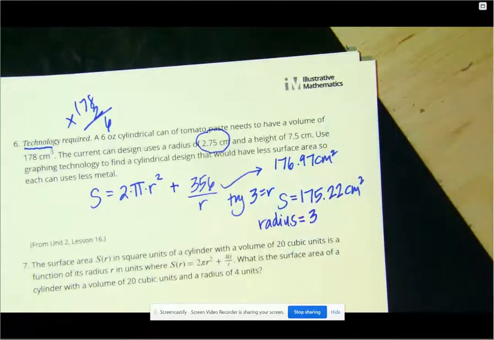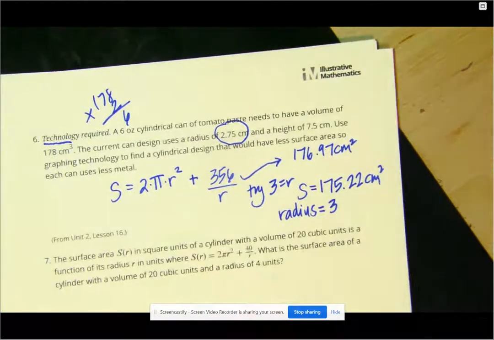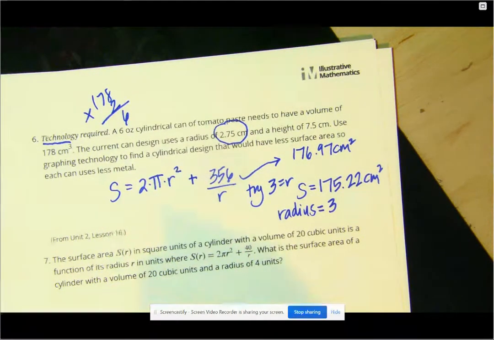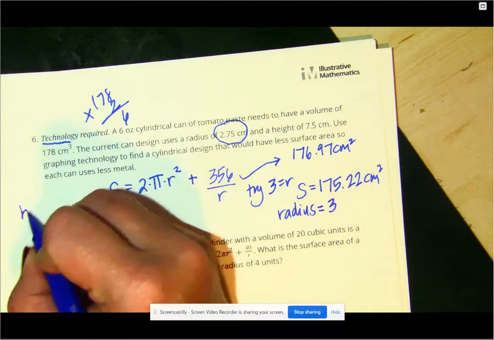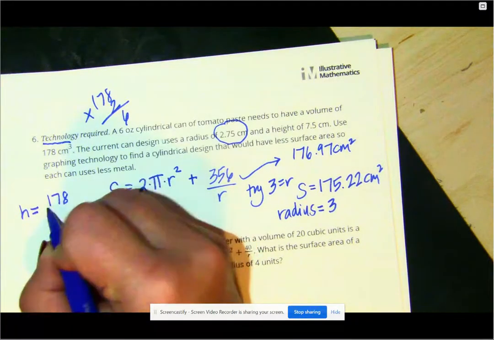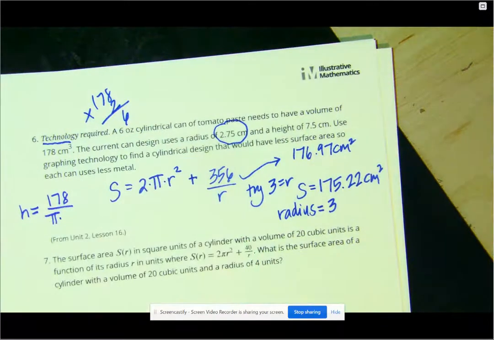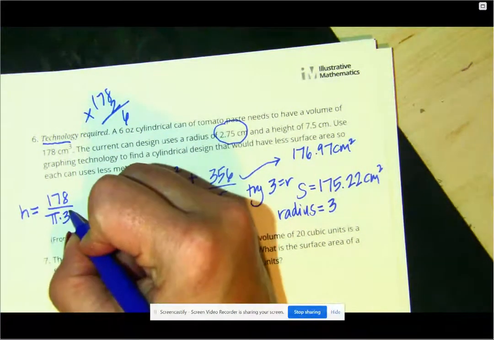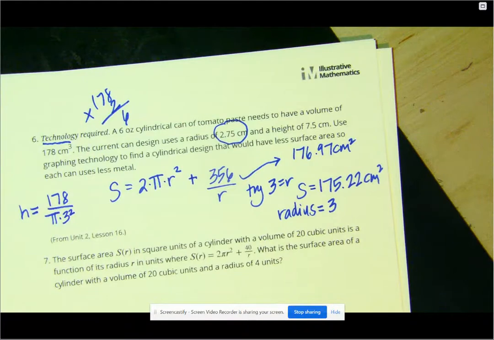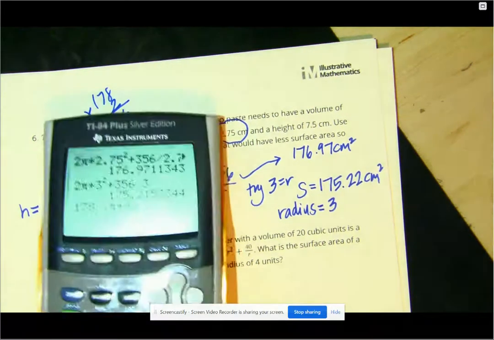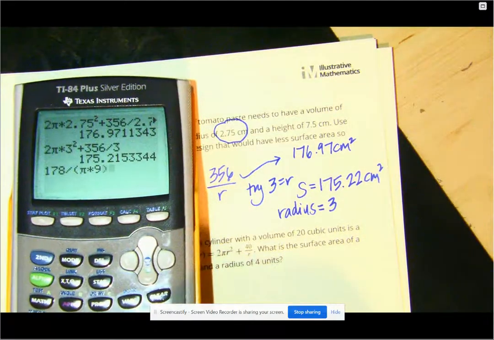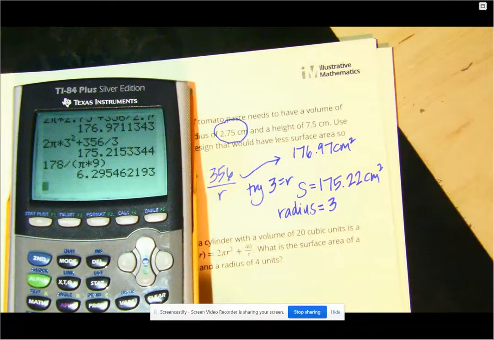So radius would be 3. Now, if they wanted me to figure out what the height of the can was, okay, I could go back, and in our work in lesson 16, the height was the volume divided by pi times the radius squared. Well, we're saying 3. So I'm just going to type that into my calculator so I can give the company all the dimensions that they need. Pi times 9. Height is about 6.3.